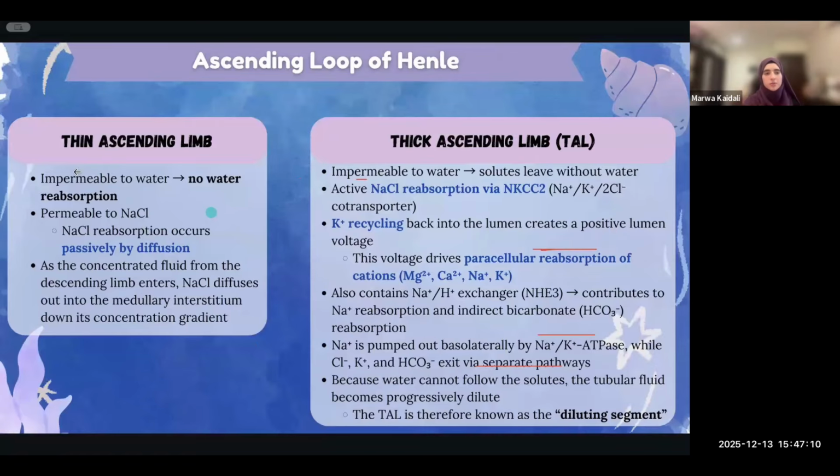Okay, so this is everything that I just explained. Let me erase this. I don't know why it's still here. Okay, this is everything that I've just explained in words. So again, the thin ascending limb is going to reabsorb sodium chloride by passive diffusion, and the thick ascending limb is going to reabsorb sodium chloride via the sodium potassium chloride co-transporter, and then there's going to be a potassium recycling, which is going to create a positive lumen voltage, and this voltage is going to cause the paracellular reabsorption of these cations, which are magnesium, calcium, sodium, and potassium, mainly magnesium and calcium. Okay? And the thick ascending limb, or TAL, is also known as the diluting segment.